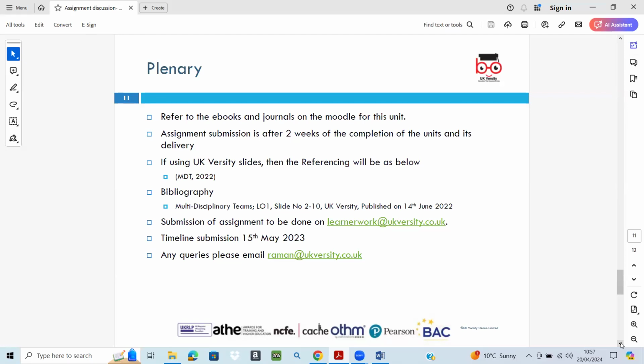And for the bibliography entry, how should it appear? So it should be listed as Multidisciplinary Team. So what is this? This is the topic of the slide. This is the topic, then Learning Outcome 1. So this is related to Learning Outcome 1. Then the slide numbers are 2 to 10.